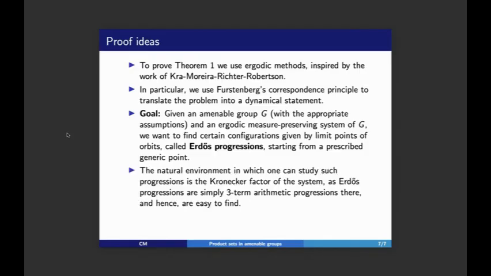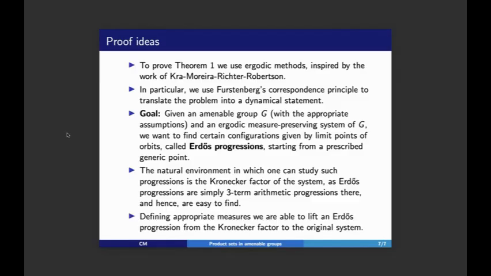It turns out that the natural environment in which one can study the Erdős progressions in a system is the Kronecker factor of the system, because in the Kronecker factor of the system, the Erdős progressions are simply the three-term arithmetic progressions, which are easy to find. It's an easily tractable object. Finally, we have to define appropriate measures so as to lift an Erdős progression from the Kronecker factor to the original system. I will not mention anything more about the proof ideas. I think these are some central points in our proof.